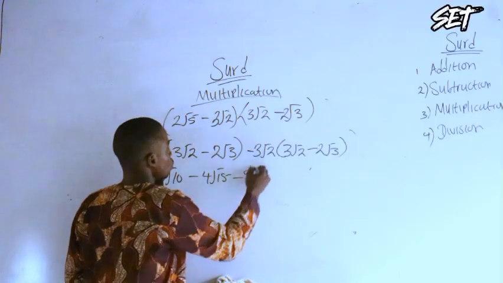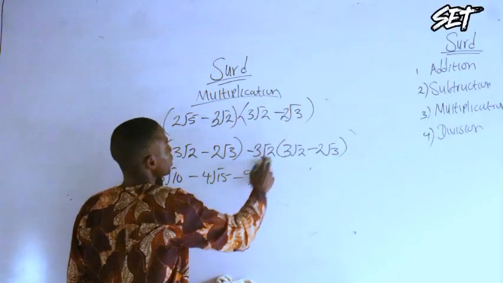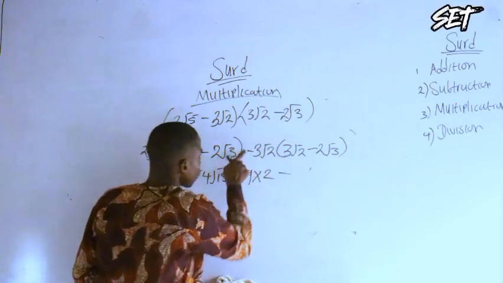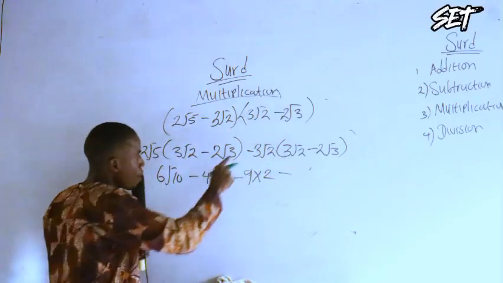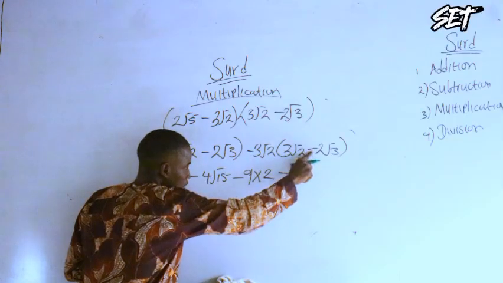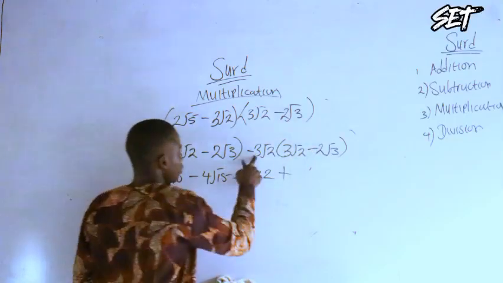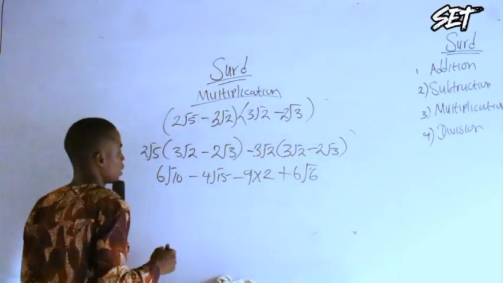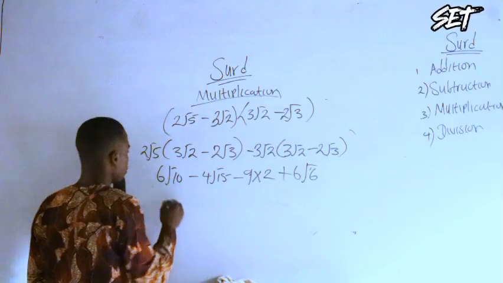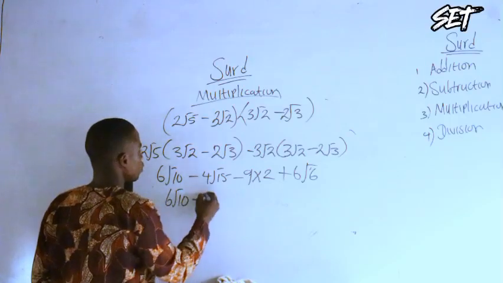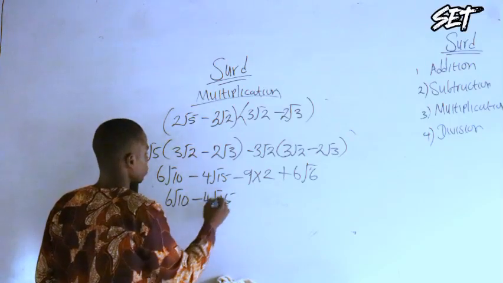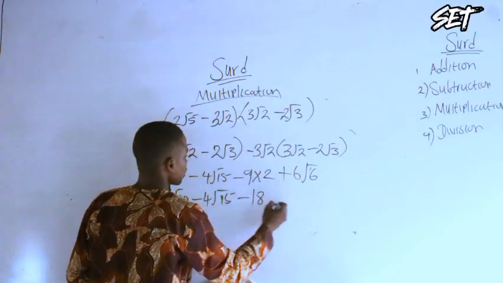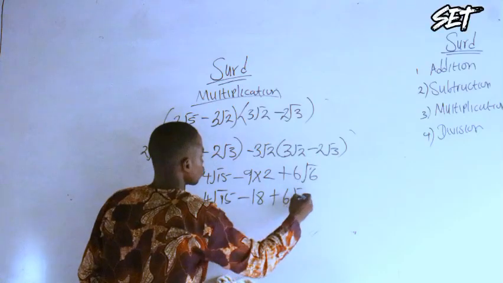Minus 9 root... this one, root 2 times root 2, that's what? 2. Minus, look at it, that's one I want to show you. Minus times minus is what? Plus. This one and this is what? 6. And this one and this is what? Root 6. Now, this one will be 6 root 10 minus 4 root 15 minus 4 root, this one and this is what? 18 minus 18 plus 6 root 6.